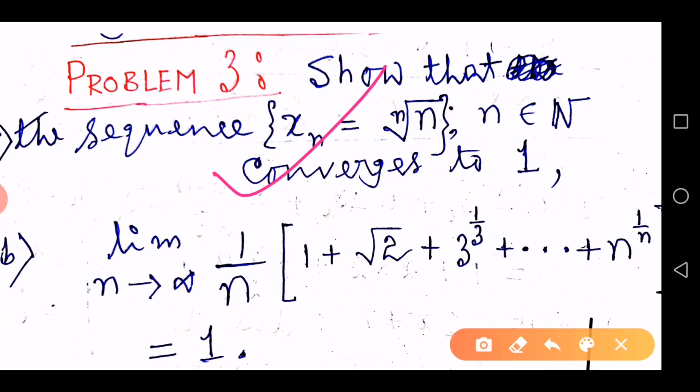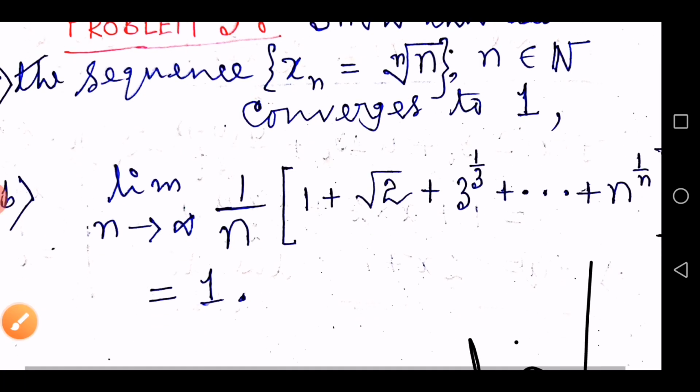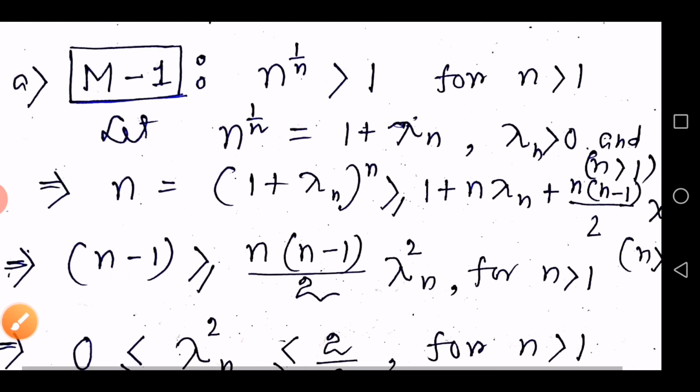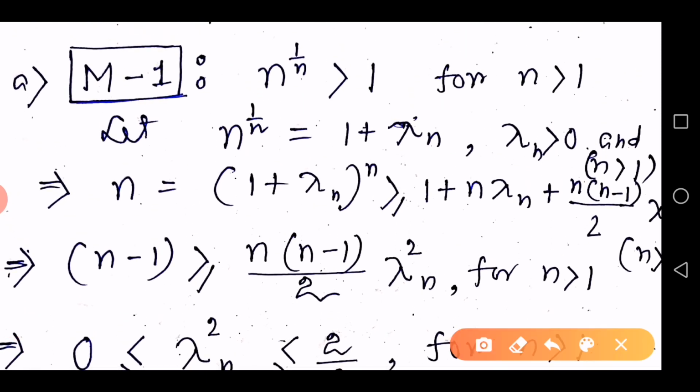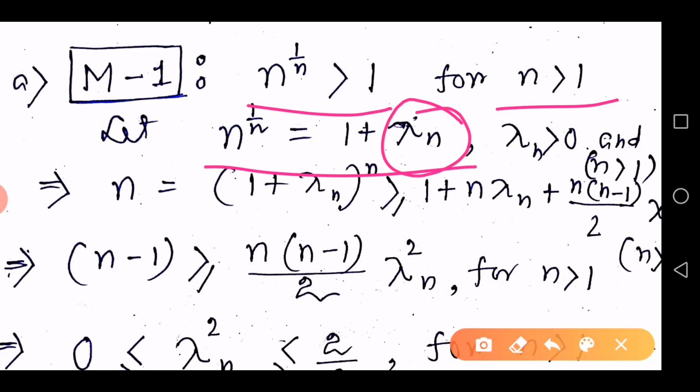We derived this problem using two different methods. The first method was like this. As n to the power 1 by n is always greater than 1 for n greater than 1, we assumed n to the power 1 by n is equal to 1 plus lambda n, where lambda n greater than 0.